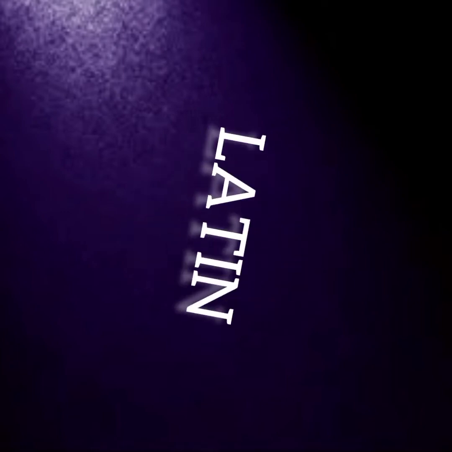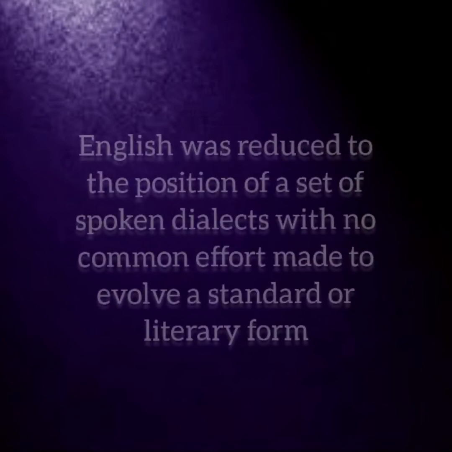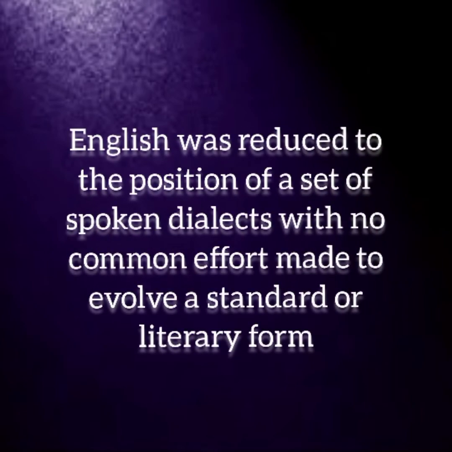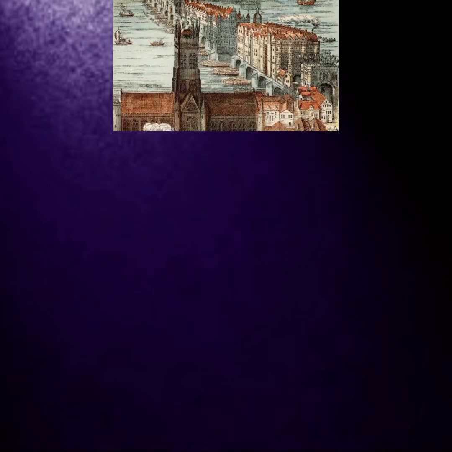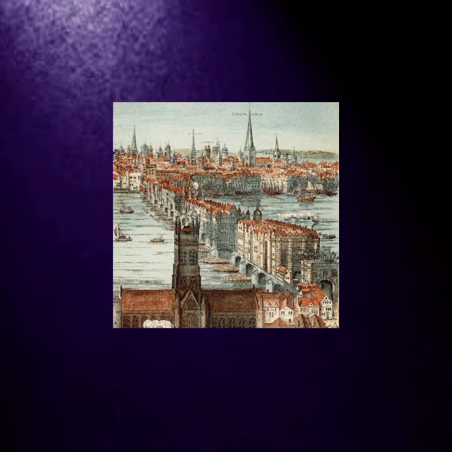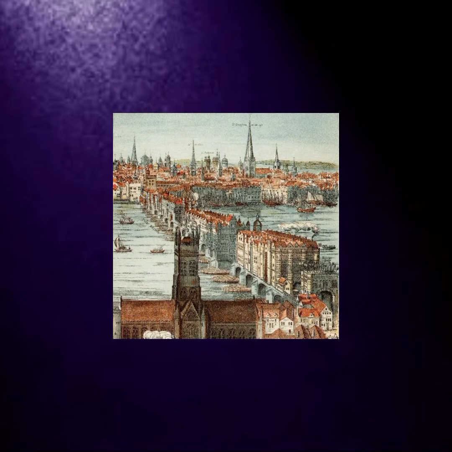Latin was used for all learned work, and Norman French was the language of aristocratic life, while English was reduced to the position of a set of spoken dialects with no common effort made to evolve a standard or literary form. In the 14th century, England became the center of commercial, political and ecclesiastical life. The dialect of London emerged as the widespread medium of written expression.